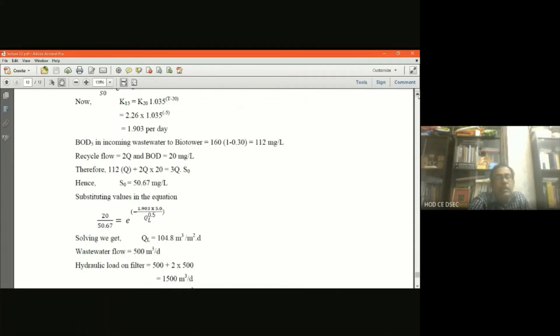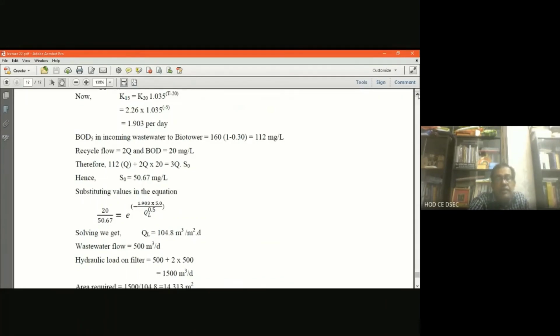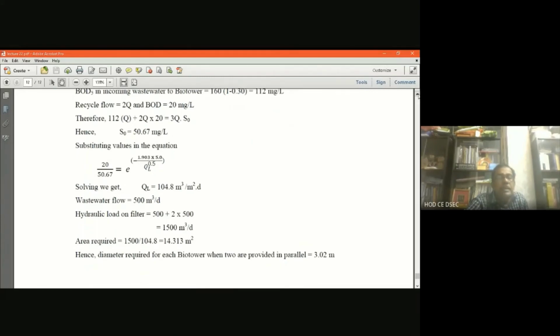Fine. Now the wastewater flow is 500 meter cube per day. Since there is a recirculation ratio of 2, so 2 plus 1, 3 times the flow is occurring into the tank. So what is the total hydraulic load on the filter? It is 3 into 500, 1500. Now if you divide the total flow, 1500, by the loading rate QL, which has been found from the equation as 104.8, it will give you the area required for the filter.